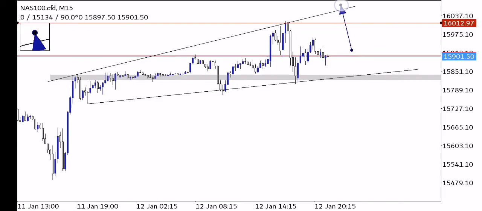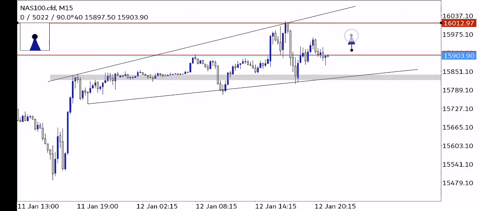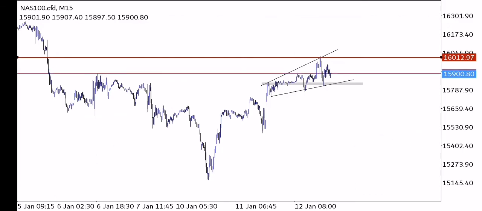Is the market going to break above, or is the market going to stay below? If it stays below, we obviously know the market might come back over here, right? But if it breaks above, we know more bullish momentum is going to appear. So that's basically it, plain and simple.